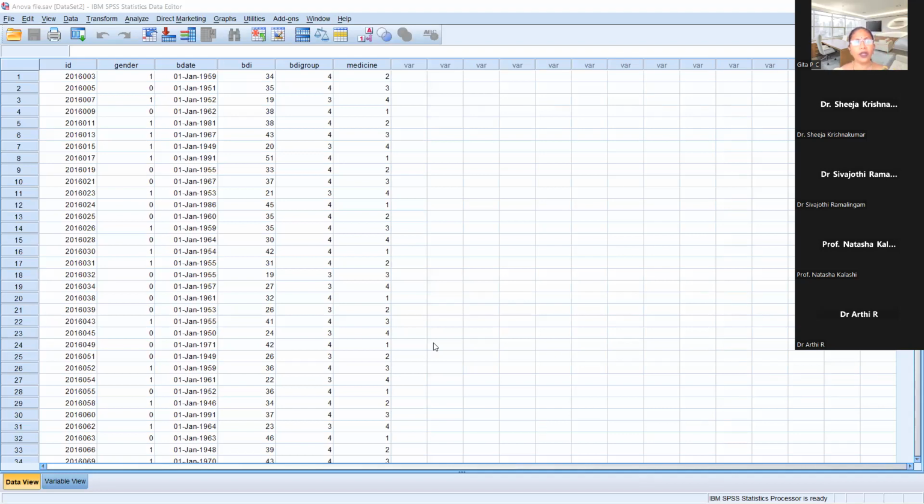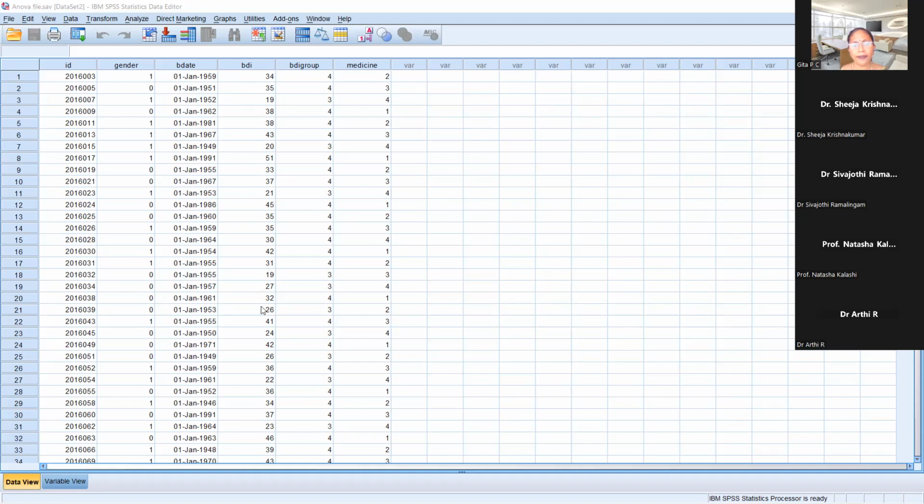Okay, so here you see there is an ID. It could be a patient's ID or it could be some ID given by the organization. Then you have the gender. Then you have the birth date. Then you have BDI. So BDI is the depression score. It is the Beck's depression score. That is a particular scale by which the depression is measured. And so the depression score is measured.